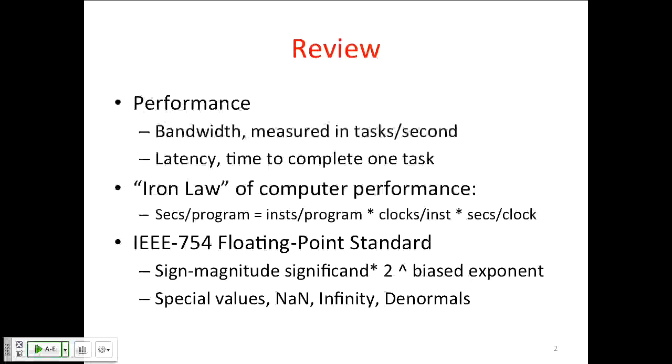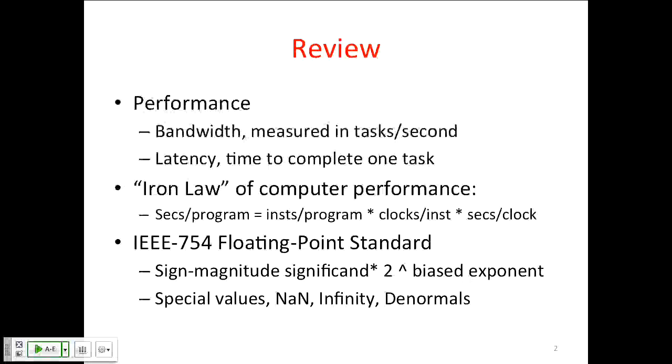So the seconds per program, you can break it up as the total instructions you run to execute the program, multiplied by the number of clock cycles each instruction takes on average, multiplied by the seconds it takes for each clock cycle. Right, so this iron law, you can tease apart these three factors in the runtime of a given program.